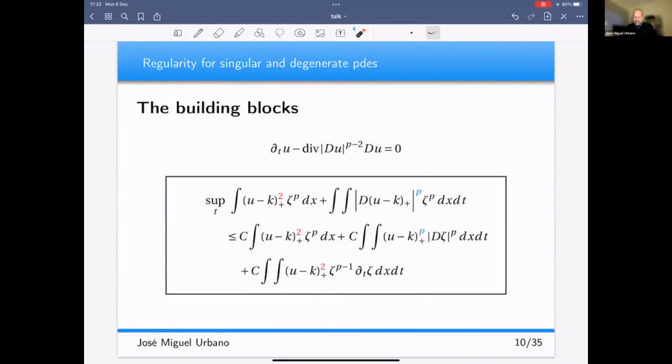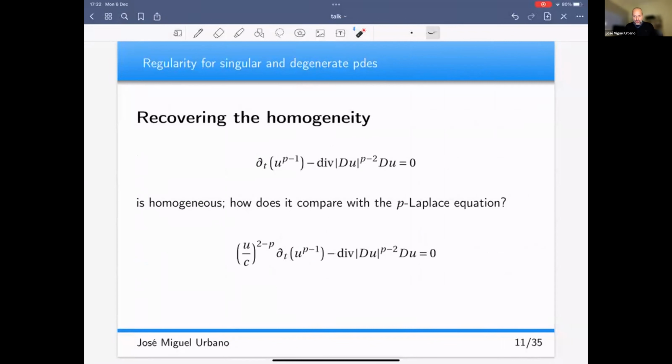So we have to try to make everything homogeneous again. To try to understand what you have to do, let's compare the p-Laplace equation with this equation, which is sometimes called Schrödinger's equation. And this one is homogeneous.